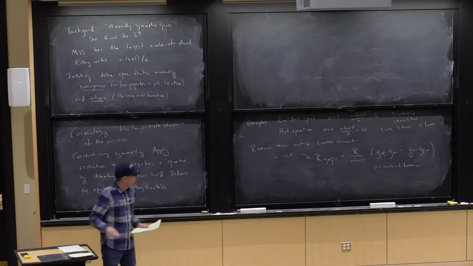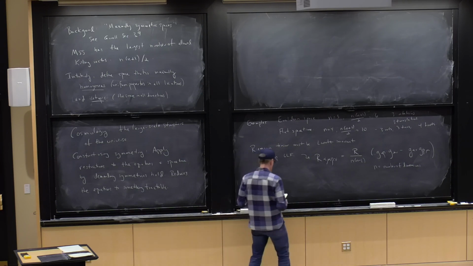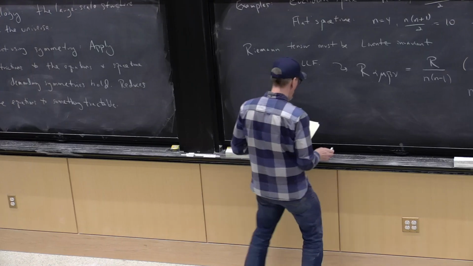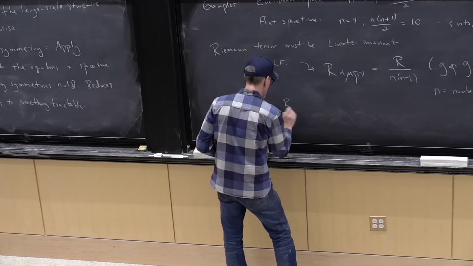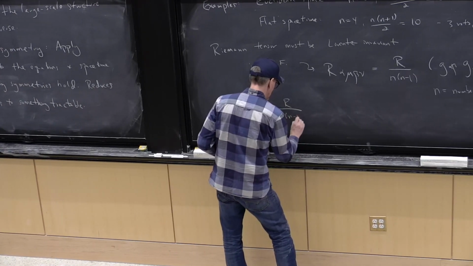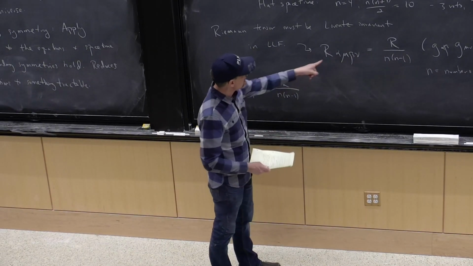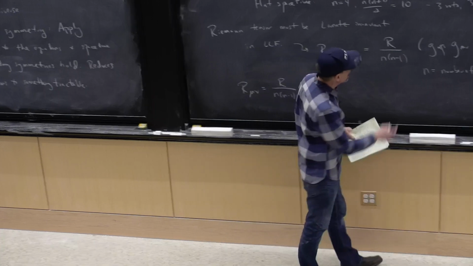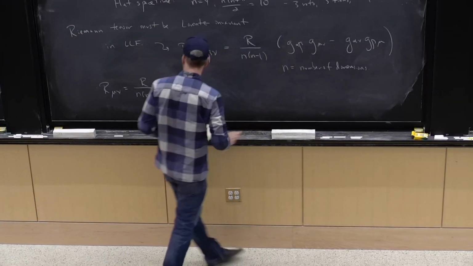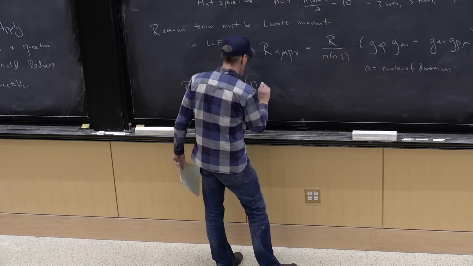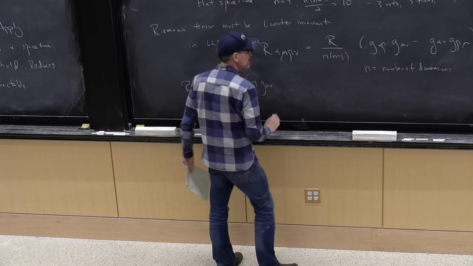Because it will prove useful, let me generate the Ricci tensor and the Ricci scalar from this. So R_mu nu is going to be R over n times (m minus 1). I'm now taking the trace on indices alpha and beta. If I trace on this guy, I get n. The trace of the metric always just gives me back the number of dimensions.